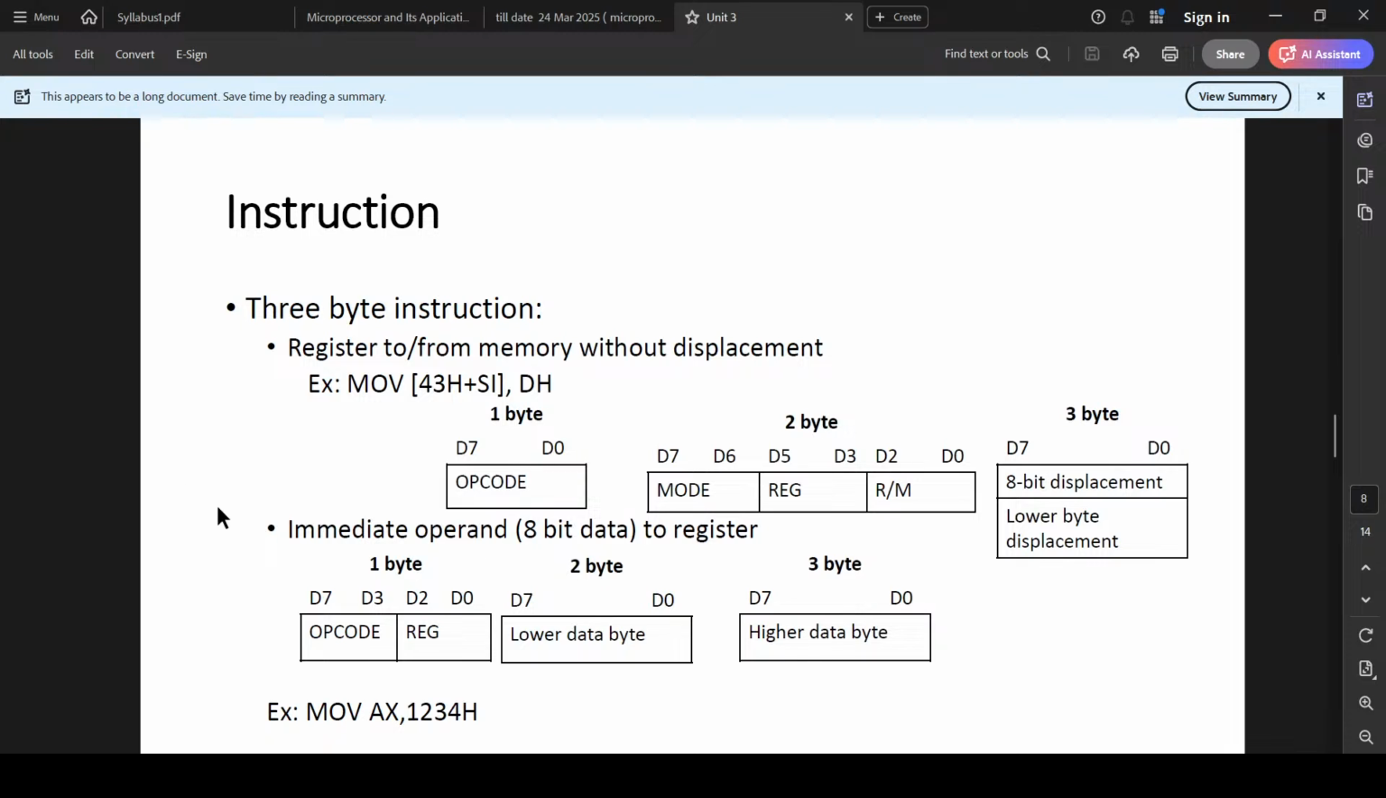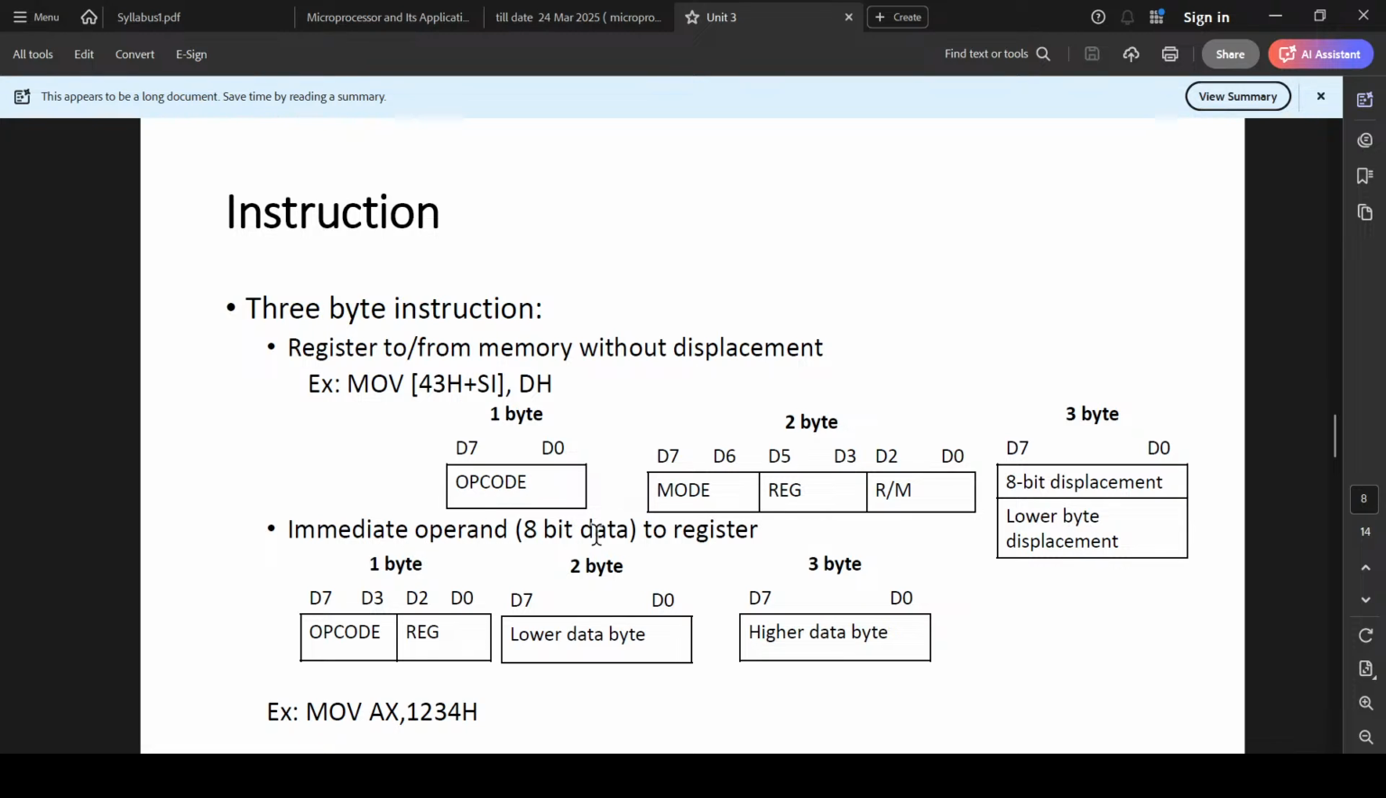3 byte instruction, guys, 3 byte. Now the opcode consists of the whole 1 byte. The mode, REG, RM is there, and the third byte is an 8-bit displacement, or lower byte displacement. Because these are the same thing, na? 8-bit is low as compared to 16, and 8-bit is 1 byte, so lower byte displacement.